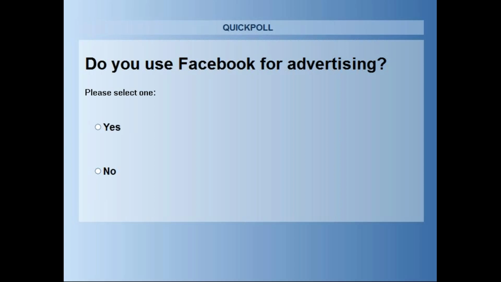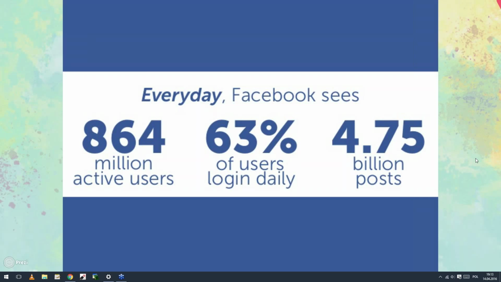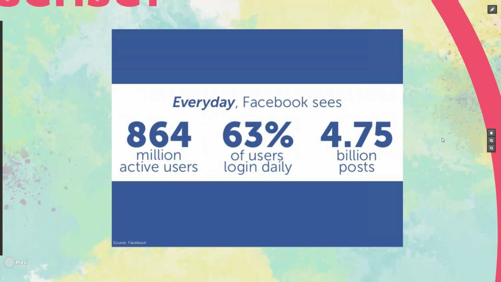So from what I can see, there are more people who are using Facebook for advertising. This is 60%, and 40% are people who are not using it. So still, all of you have a Facebook profile, but there are some among you who are not using Facebook for advertising and looking for customers on the market. Okay, thanks for that. Thanks for cooperating with me. Let's move along.